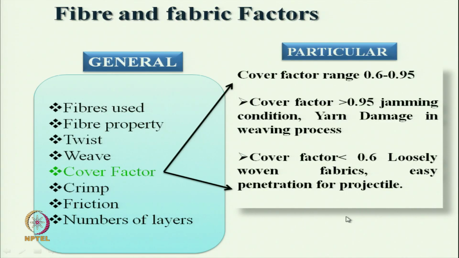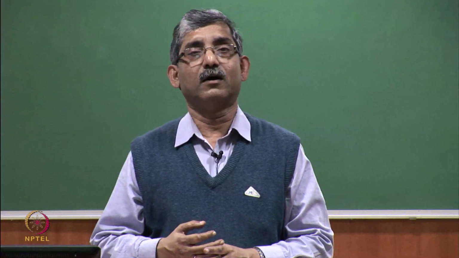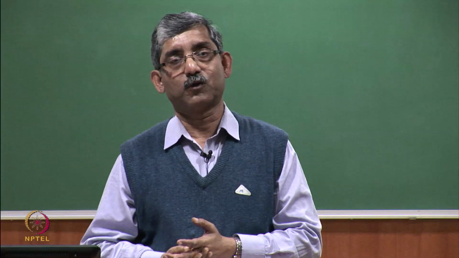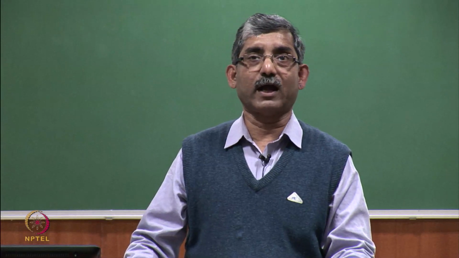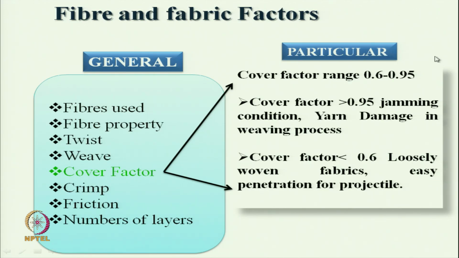Next parameter is the cover factor. Cover factor should be high, because if the cover factor of the fabric is low, then the probability of penetration of the projectile is high. So, the cover factor range is 0.6 to 0.95, and within that range we must try to keep the cover factor. If the cover factor is very high, more than 0.95, the jamming condition will take place, which will indirectly damage the yarn.